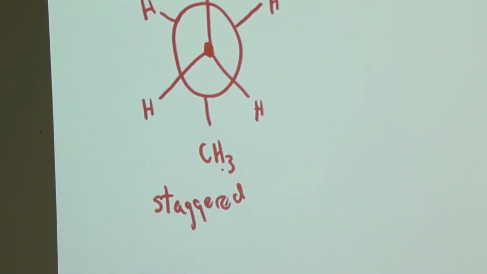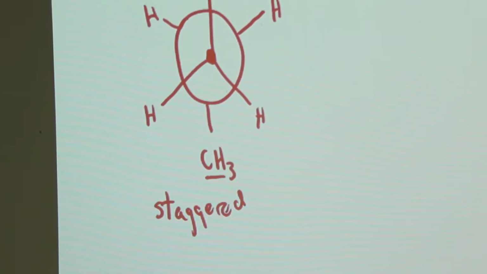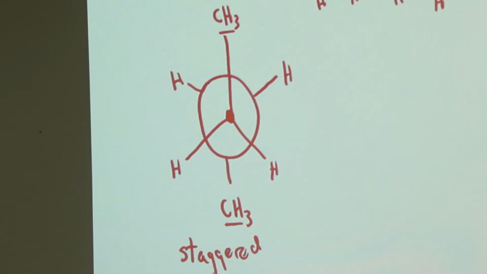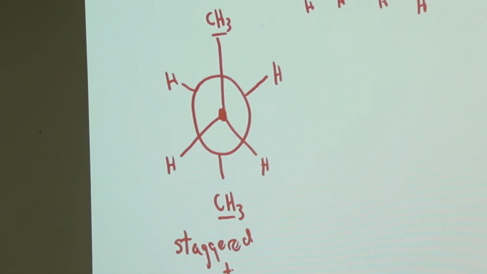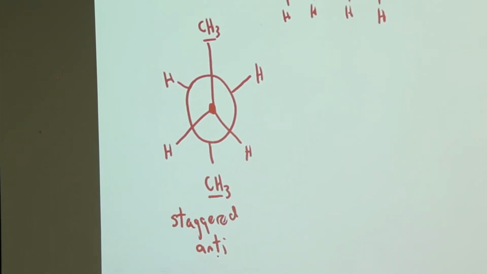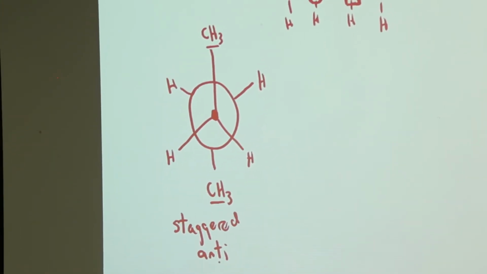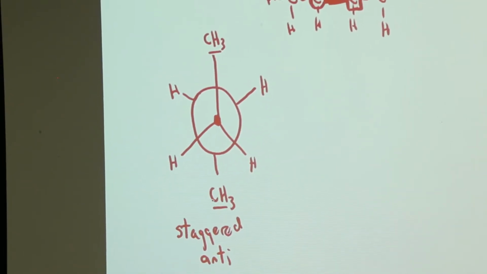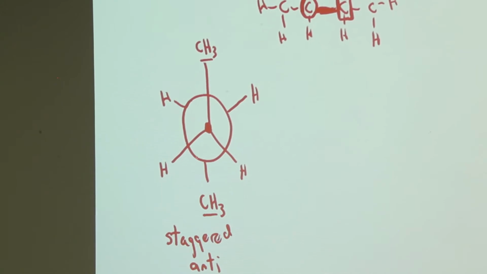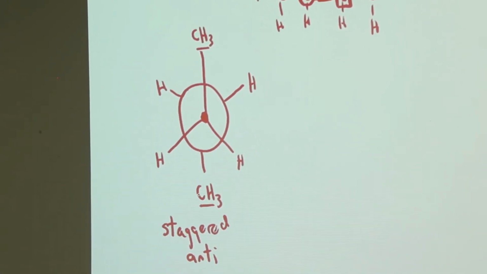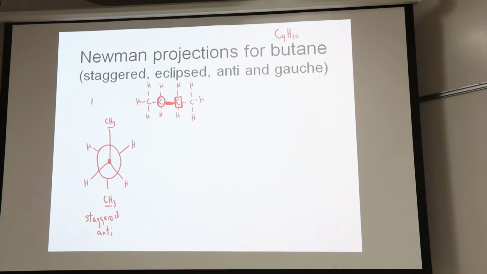This one is a special staggered conformation because the two methyls, essentially carbon 1 and carbon 4, are as far apart from each other as possible, so they're going to be called anti. So they're anti with respect to each other, and that places those methyls as far away from each other as possible. When the two largest groups on the C2, C3 axis are farthest away, that's going to minimize repulsion, and that's going to be the lowest energy conformation.